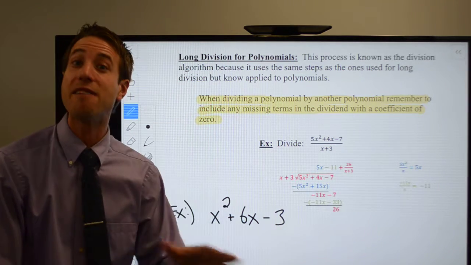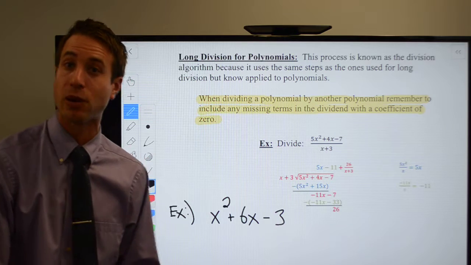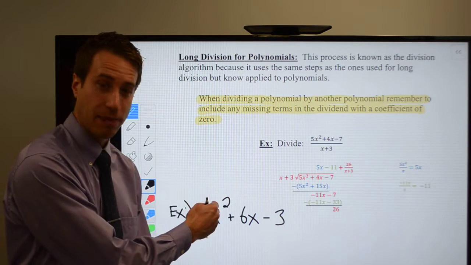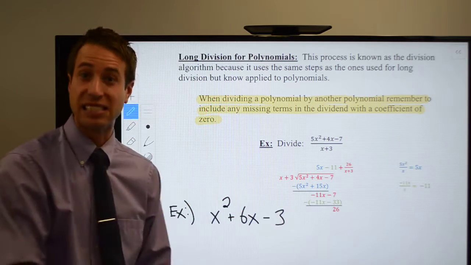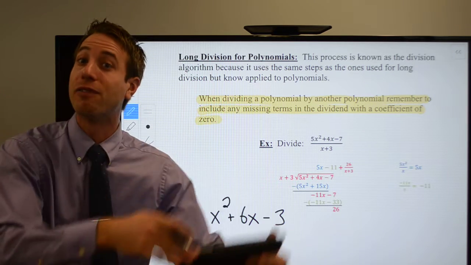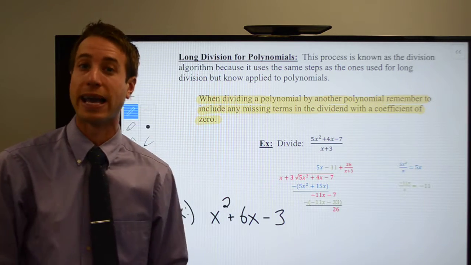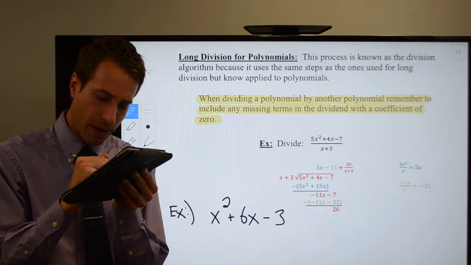2, 1, 0. Everybody is there. By everybody, what I mean is I have a second power, a first power, and a 0 power. Starting at the second power, every power is there all the way to 0. But what about this one?